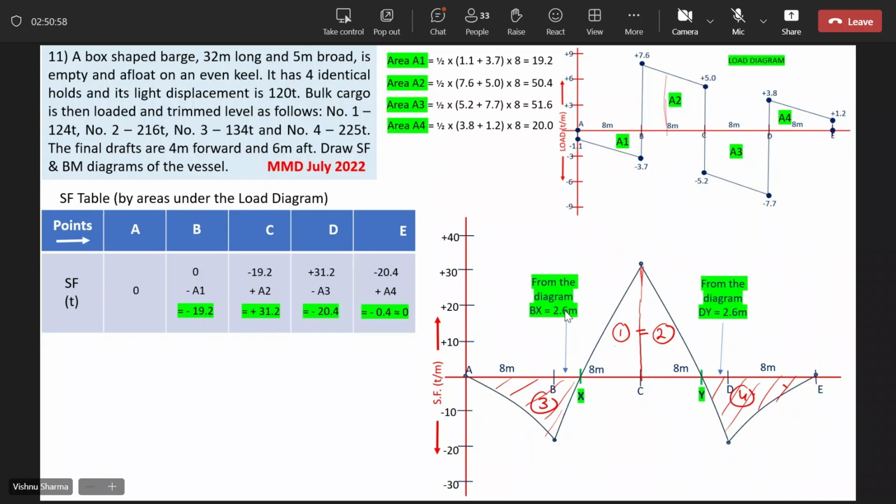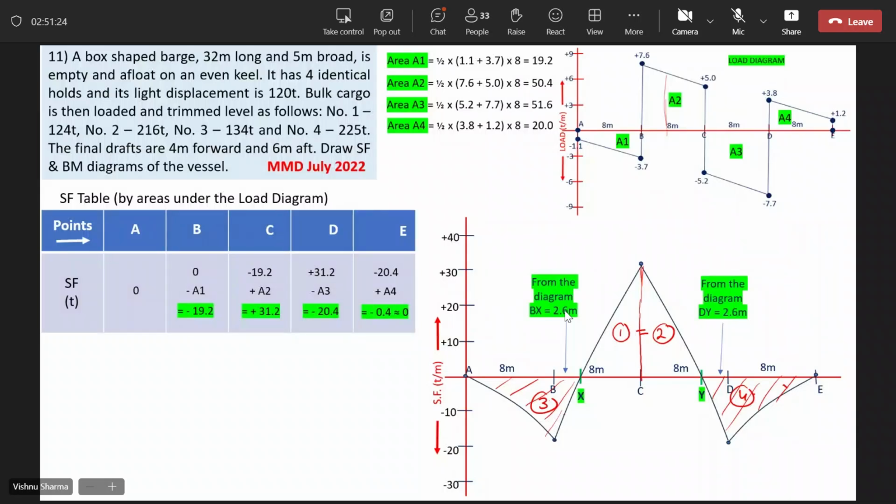Now, guys, when I'm reading from the graph, obviously the BM at E is not going to be 0. At B, it is not going to be 0. At C, it's not going to be 0, because this and this should cancel and BM should be 0 at C also in this case, and definitely 0 at E. It will not be 0 at E if I do it like this.